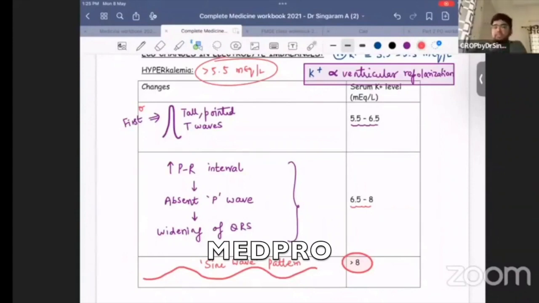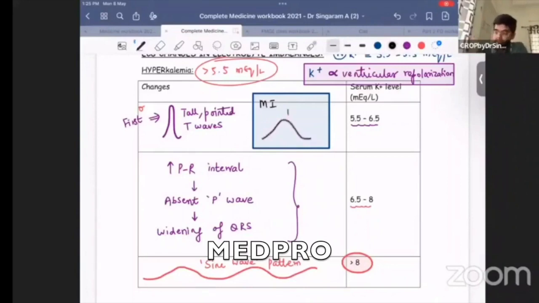Any comment? Okay. One more important condition is myocardial infarction, MI. In myocardial infarction also, one of the first changes would be tall T waves. But you won't get a tall pointed T wave. Instead, the T wave will appear like this. This is a tall T wave only, but it's a wide T wave. Tall and wide T wave.